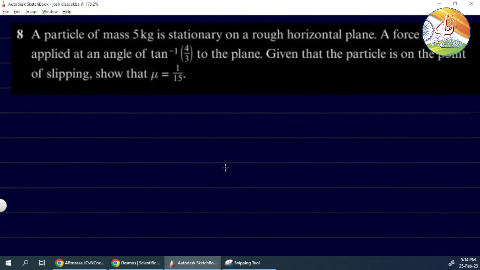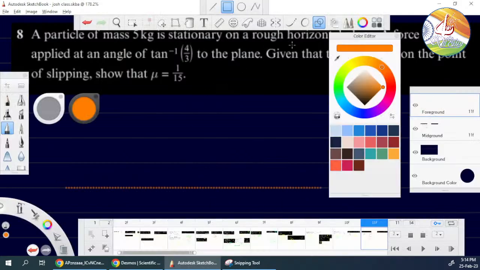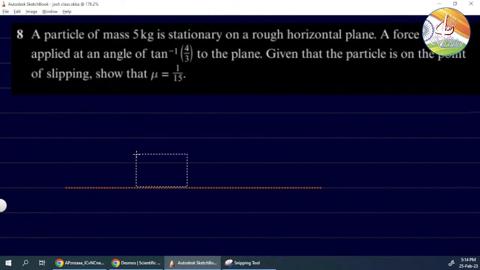A particle of mass 5 kg is stationary on a rough horizontal plane. A force of 5 Newton is applied at an angle tan inverse 4 by 3 to the plane. Given the particle is on the point of slipping, show that mu is equal to 1 by 15. Once again, we have not been told whether it is being pushed or pulled. So let's first put it anyway. This is the mass, 5 kg.